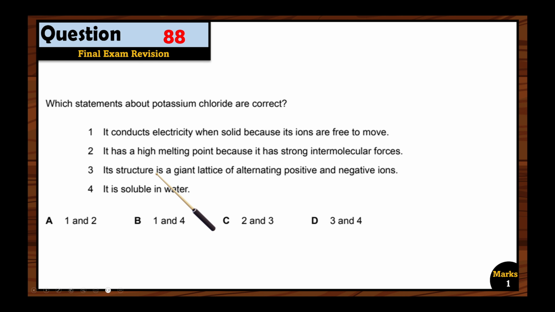Option 3: its structure is a giant lattice of alternating positive and negative ions. Yes, that's right. It's a giant lattice structure made up of positive and negative ions. It's soluble in water. Yes, that's right. So options 3 and 4 are right, and this is option D.